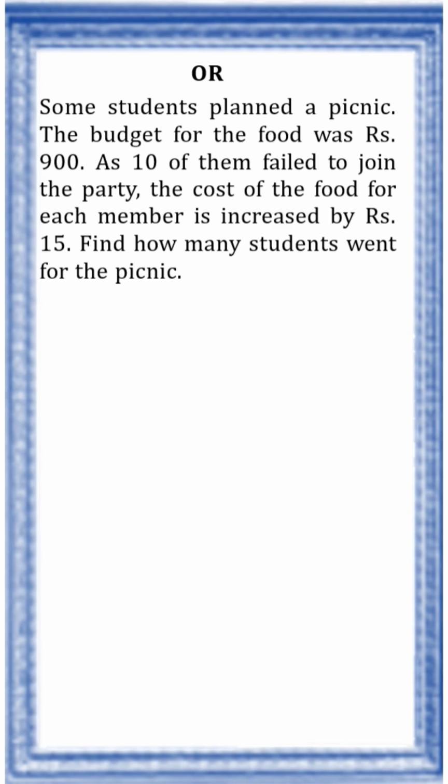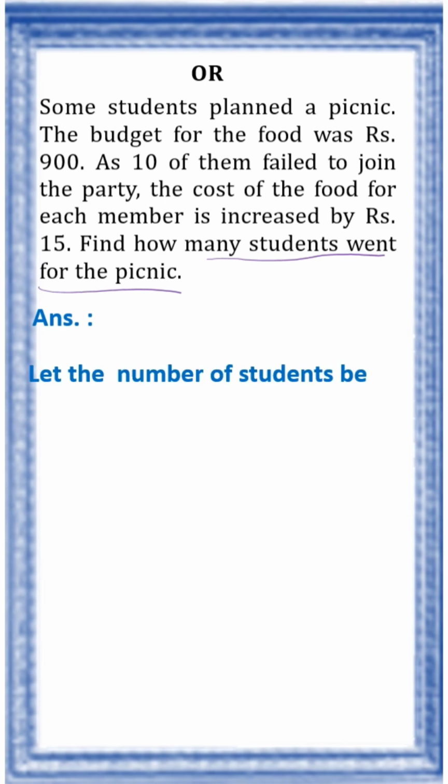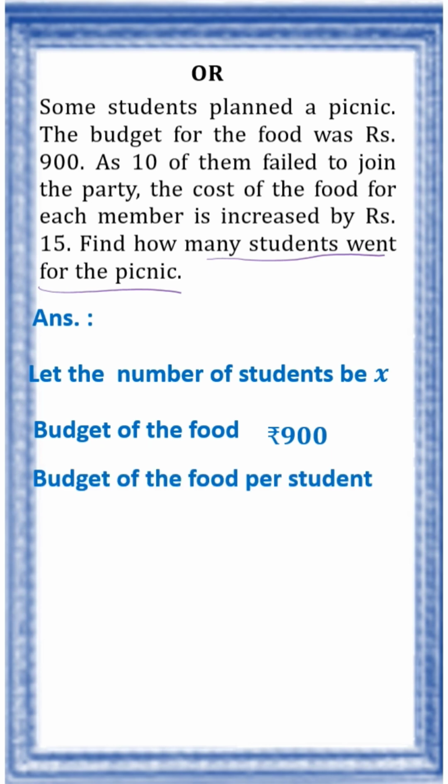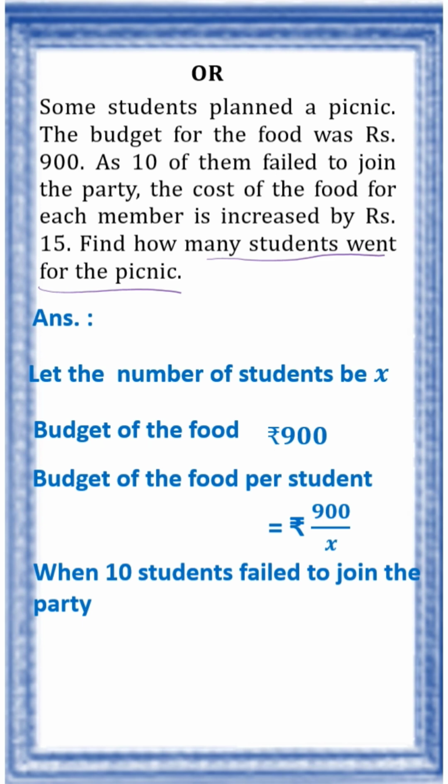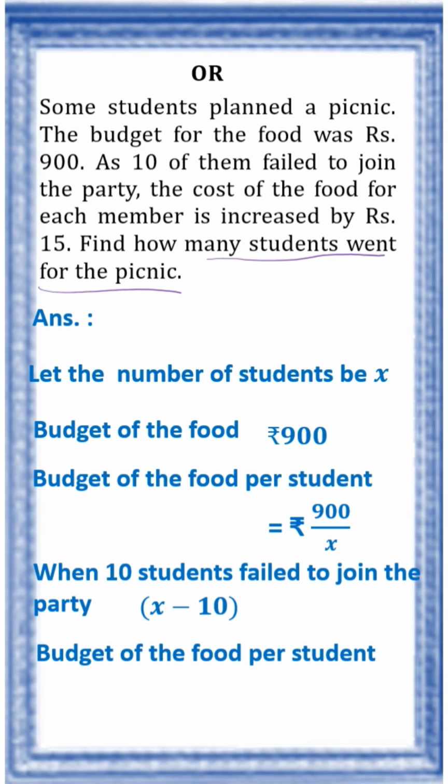As usual, let the number of students who went for the picnic be x. And budget has been given. It is 900 rupees. Cost of food for each student is rupees 900 by x. When 10 students fail to join the party, how many students? x minus 10 students. Then the budget for each student is 900 by x minus 10. According to the question, cost increased by 15 means this minus this.